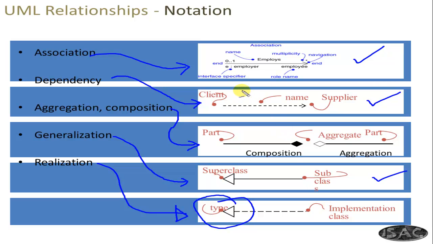Let me just repeat it. Association is this kind of relationship, dependency uses the dotted notation, composition uses the diamond, generalization uses a triangle, realization uses a triangle with a dotted line, and generalization is a triangle with a bold line. Okay. So these are the standard notations we will use to define and declare a relationship.